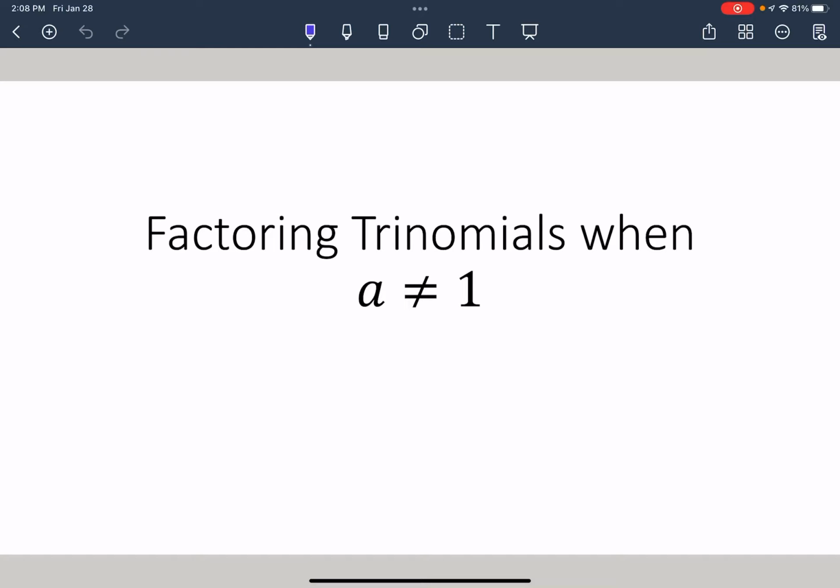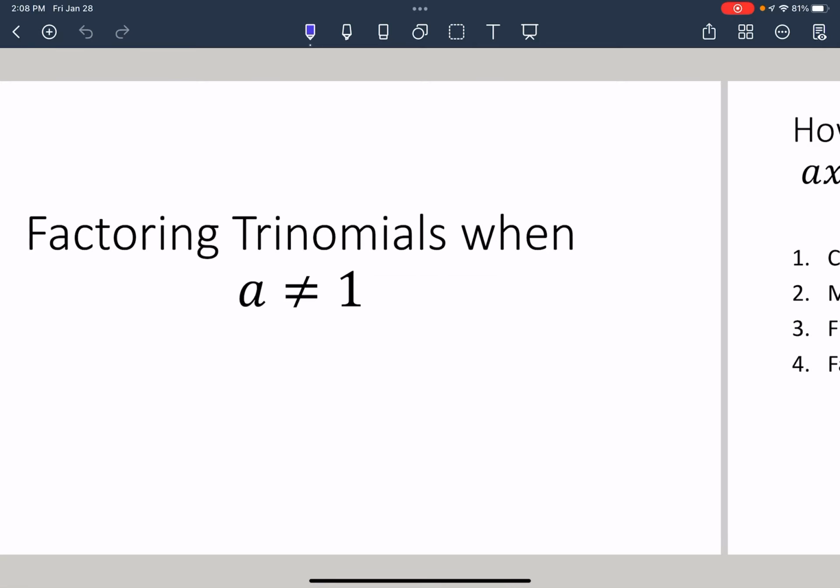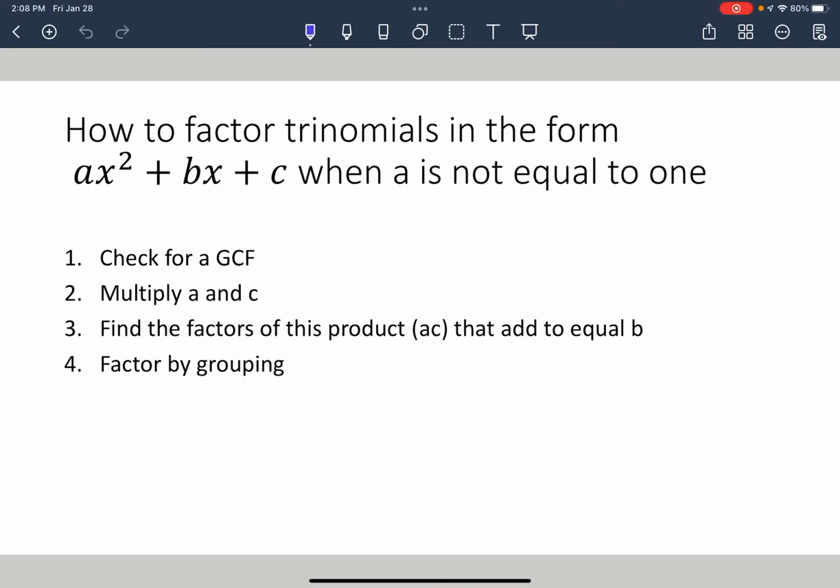I'm going to talk about how to factor trinomials when a does not equal 1. So how do you factor trinomials when a does not equal 1? What you always want to start off with is looking for a GCF. You want to look for a greatest common factor that you can evenly divide out of all three terms.